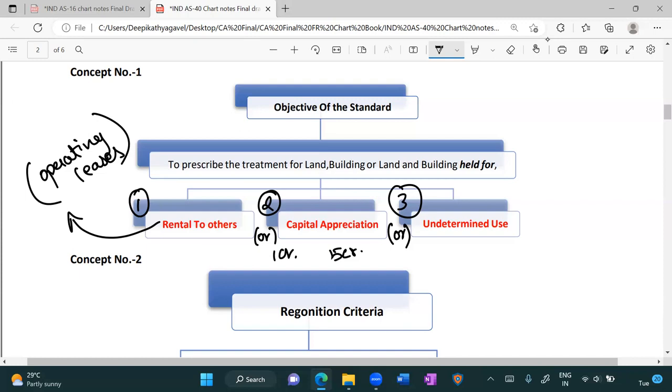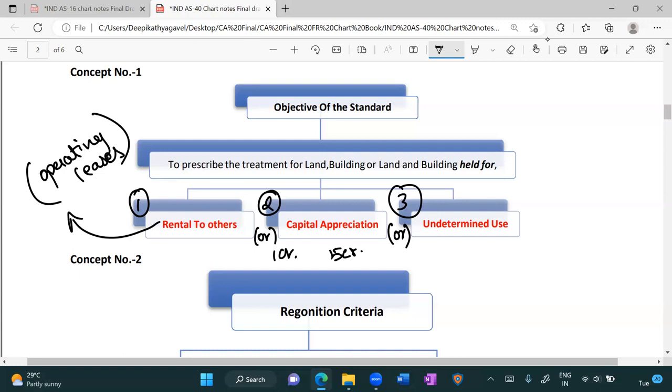So the purpose of me purchasing this property was capital appreciation, solely for capital appreciation. In that case, this particular property will be held as an investment property and IND AS 40 will apply. So the first was rental to others, and the next is capital appreciation.